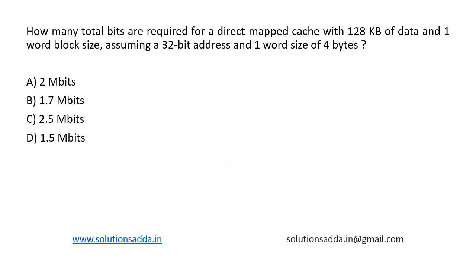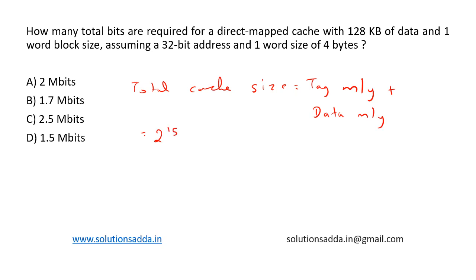Now, the next point, that is total cache size. Total cache size is equal to tag memory plus data memory. So we have already found out the tag memory, that is equal to 2 to the power 15 into 15 plus data memory is given as 128 KB plus 128 KB.